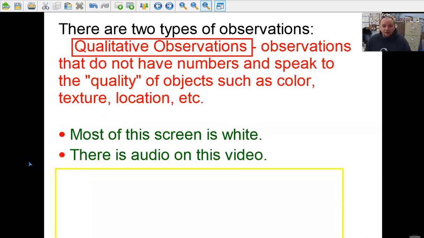There is audio in this video. Well, hopefully you're hearing me. Hopefully there is audio for you. That's something you can hear, so that's a qualitative observation. If you measured the volume of this, that would be something that would then be quantitative. You had some units to measure.